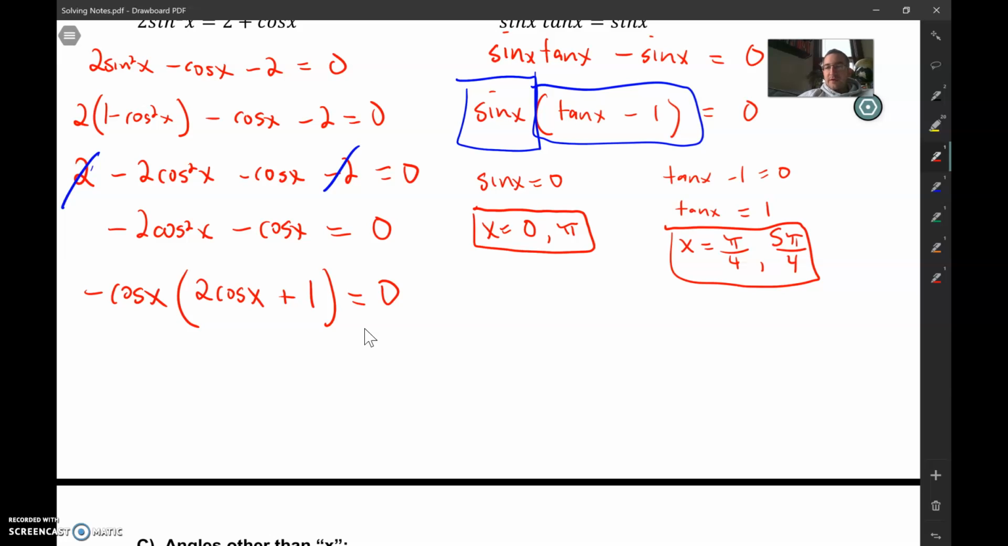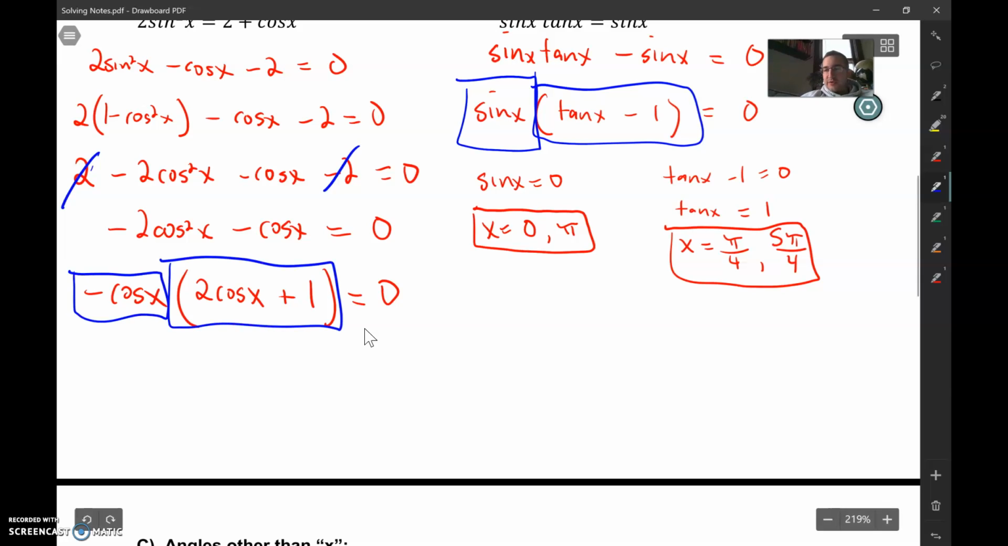And now same thing we did over here. ZPP, zero product property. So we're going to go 1, 2. Those are going to be our two little mini equations. So we're going to set negative cosine x equal to 0 and solve that. And then we're going to set 2 cosine of x plus 1 equal to 0 and solve that.